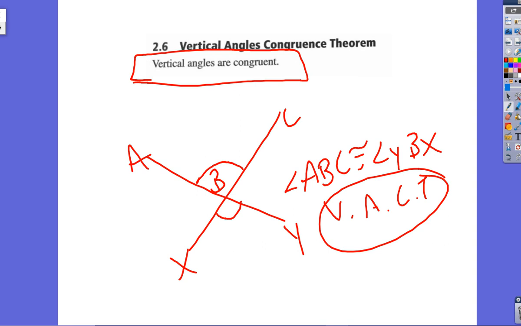So we're going to use this to our advantage as much as possible because it's a very easy angle to show congruency by. Now, I'm not saying it has to be used all the time, but it is very helpful to use a lot because of the ease of introducing these congruent angles.